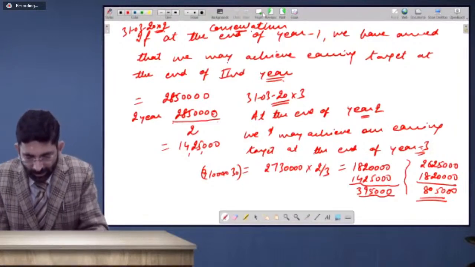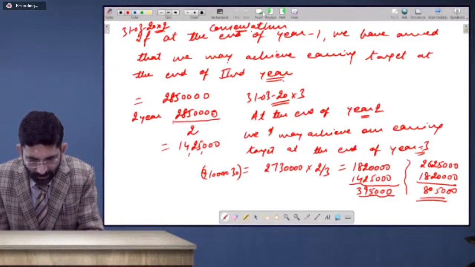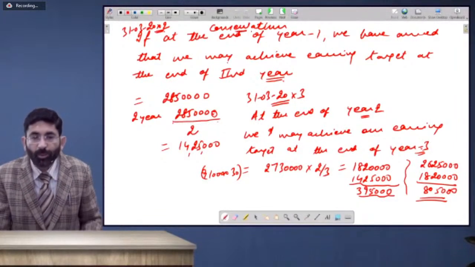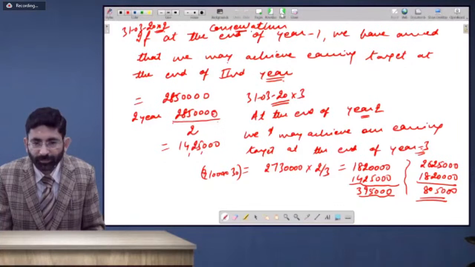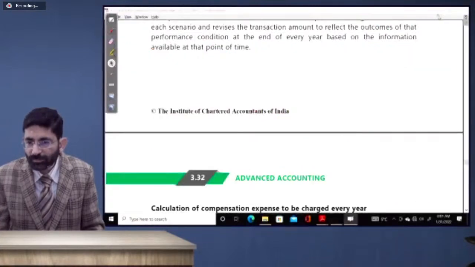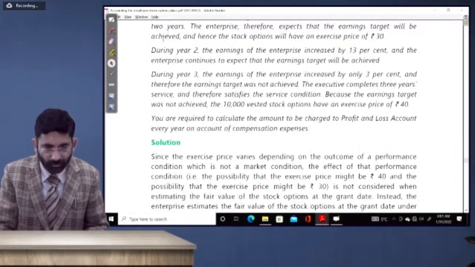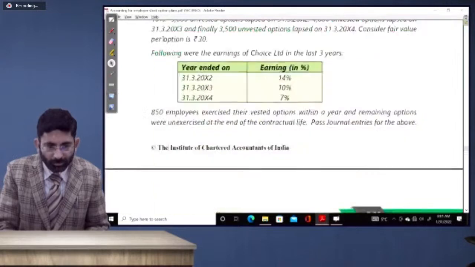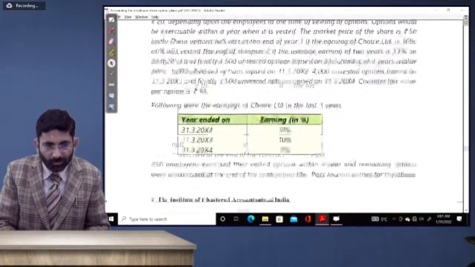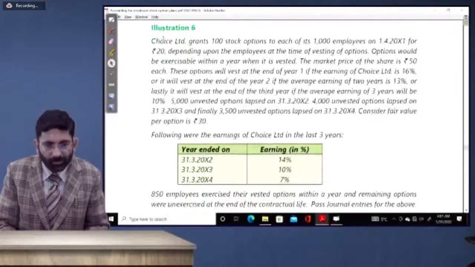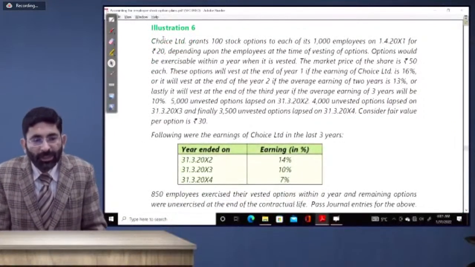Vandana says clear. Vinod says clear. Everyone says clear. In illustration number 6, explain. Yes. Come to illustration number 6 once again. I'm reviewing the illustration number 6.